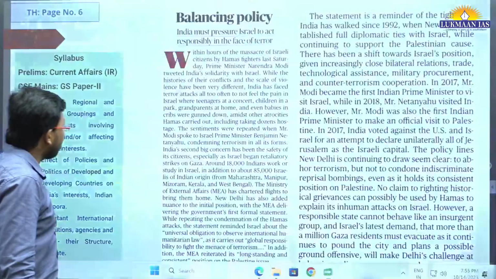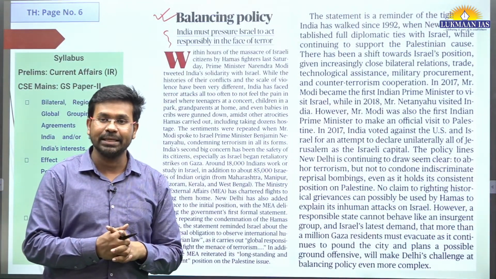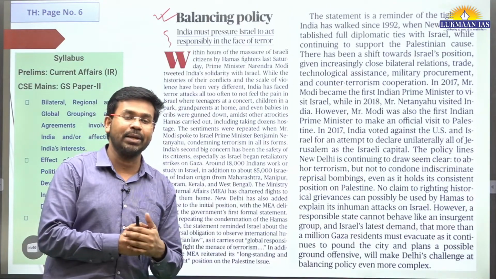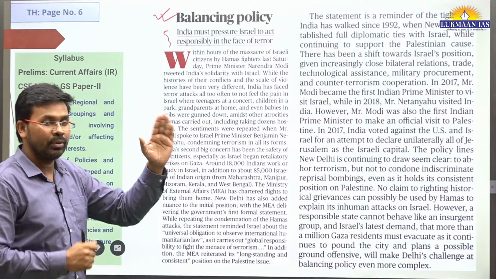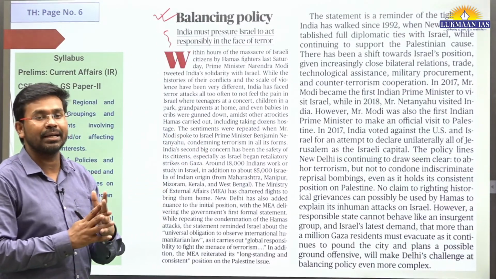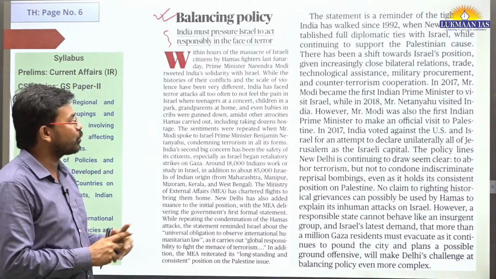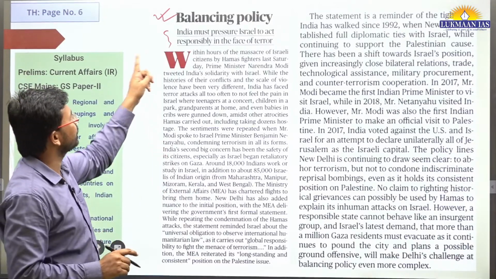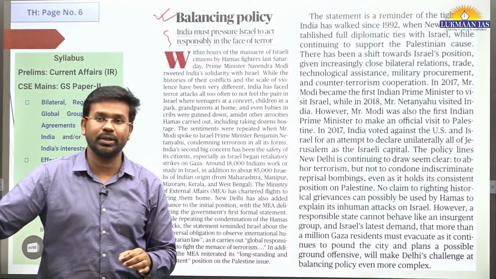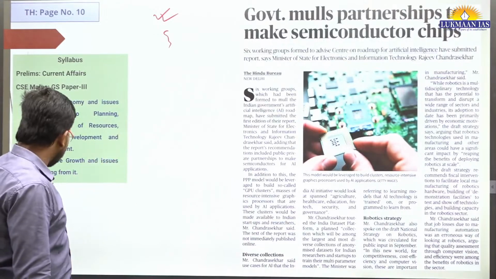In this article, they have said that India needs to maintain a balance in its foreign policy so that it is not seen by the world as siding with any one party, because both of them are correct to some extent and both are wrong in some other aspects. So that's why we need to balance this, and the author says India should have a balancing policy. Now we have another topic.